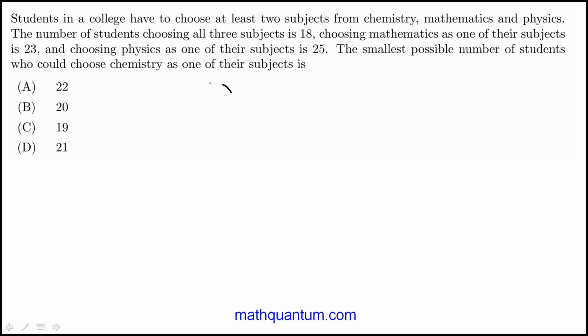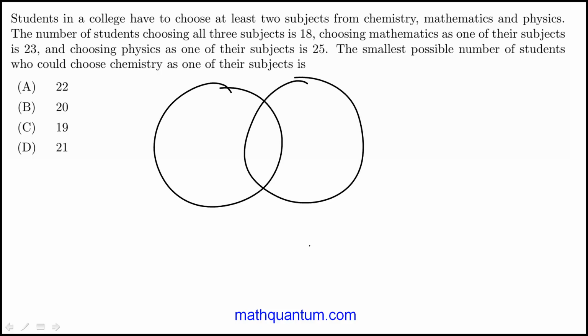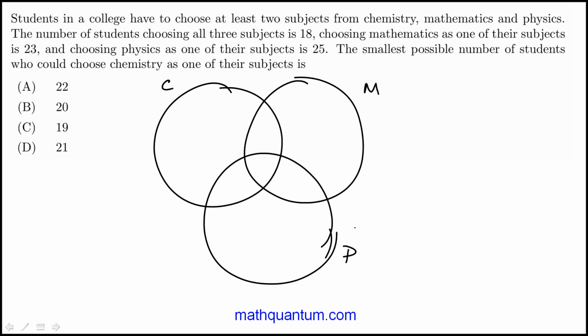So this is a triple Venn diagram problem, and I like to approach it graphically and then use a little bit of algebra. So chemistry, math, physics. And you'll note that they tell you that students choose at least 2 subjects. That means there's no one who is taking chemistry only, which is what this region represents. So make sure with the triple Venn diagrams you can describe each of these individual regions.